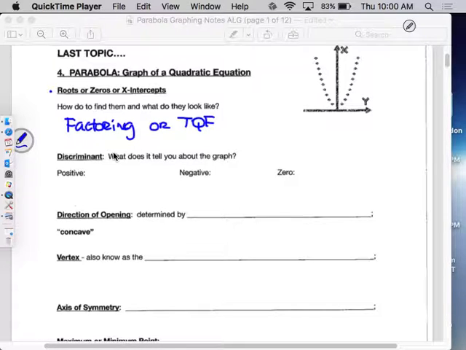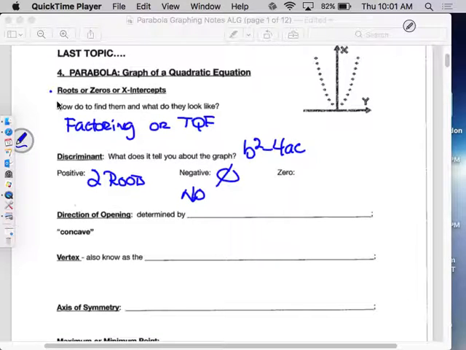An old skill. The discriminant is the piece of the quadratic formula that sits underneath the radical, so it's this little piece right here. And it tells you if it's positive, you have 2 roots or 2 x-intercepts. If it's negative, you have no x-intercepts. And if it's 0, you have 1 x-intercept.